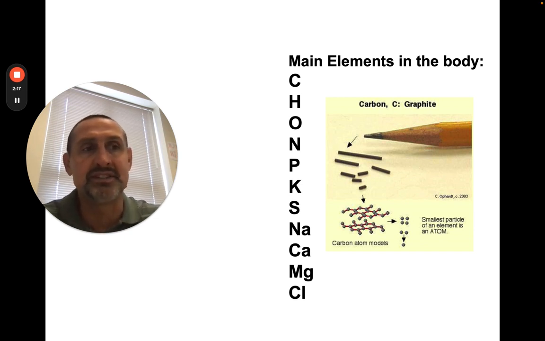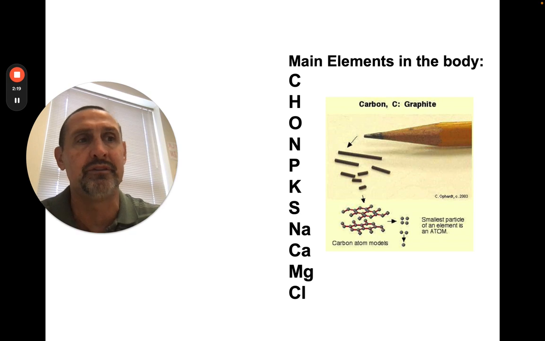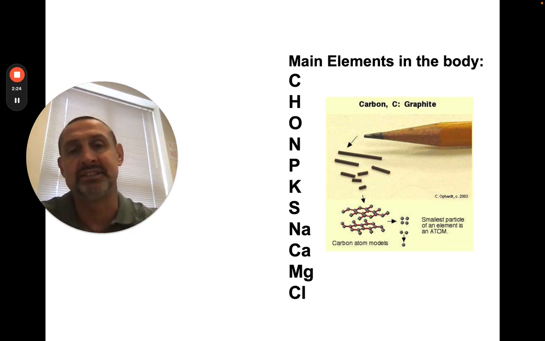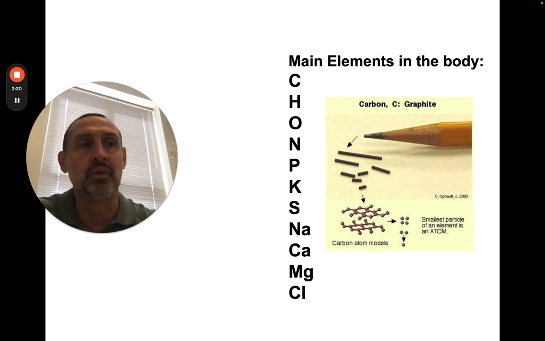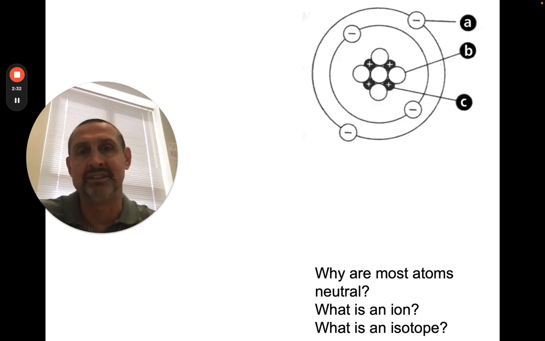Sodium and sulfur. Sodium is useful for water balance. Sulfur, the S, that's useful for making proteins. Calcium for bone strength, magnesium for blood, and chlorine for things like water and fluid balance.